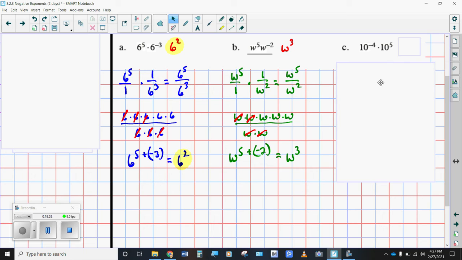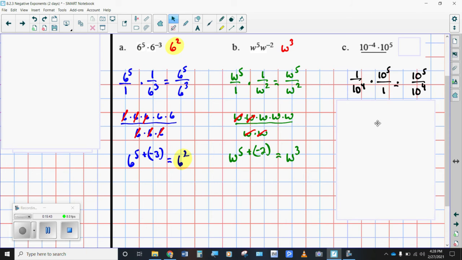Okay, let's try it with this one. This guy, once again, let's think about moving these guys across the street. The 10 to the 5th likes where it lives, but 10 to the negative 4th doesn't. So when you move that across the street, it's going to become 10 to the 5th over 10 to the positive 4th. Okay? So remember, negative exponents.